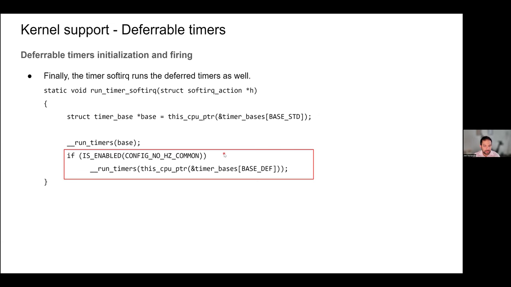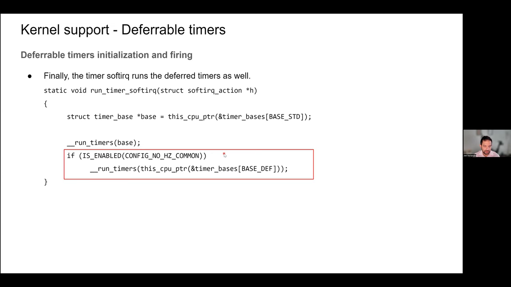I wanted to mention that I just wanted to show you the code where deferable timers run. This is the soft IRQ handler that executes the real timers. And here you can see that we not only run the regular timers, but also the deferable ones. And we only do so if no hertz is enabled, because there's no deferable timers if you don't have no hertz in your system. It's not configured.